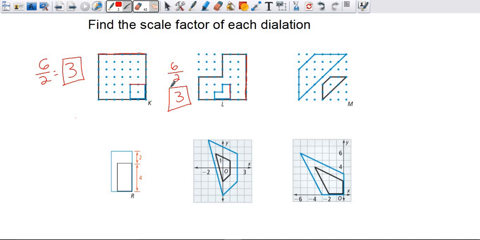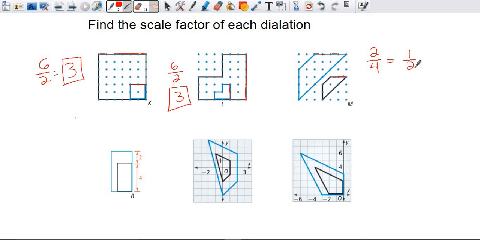For the third one, this is one you've got to pay attention to, because the original image is larger. So instead of a scale factor of 3, it would probably be a fraction like 1 over 3. But let's look to see what it is. Our original side, we're going to pick the top. We go 1, 2, 3, 4, and then we have 1, 2. So we would put the 2 over 4, because remember, the new image goes on top. We reduce that, and we get a scale factor of 1/2. So instead of getting larger, it actually got smaller.